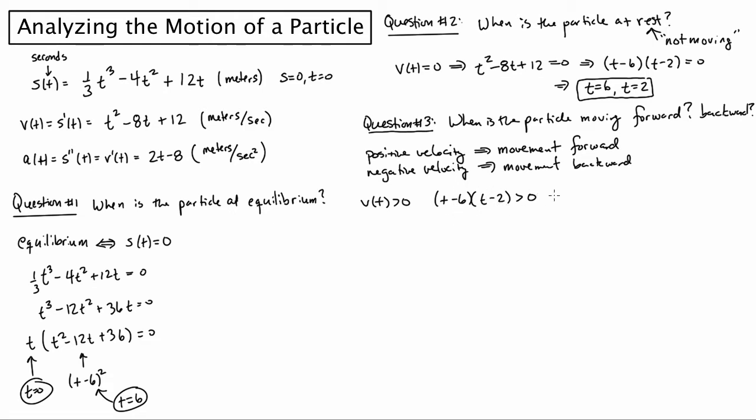either both factors need to be positive or both factors need to be negative. So both factors are positive when t is greater than 6. You can clearly see that if t is greater than 6, this is positive and this is positive. So it'll be moving forward if t is greater than 6. So after 6 seconds, the particle's moving forward.